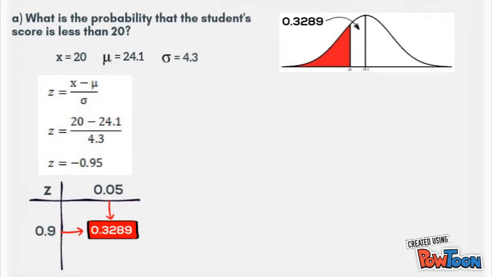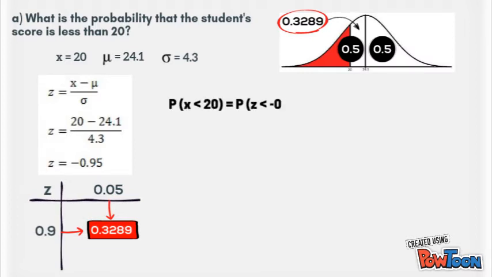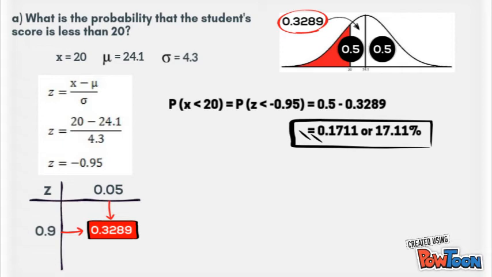Since the distribution is symmetric, each side of the mean has an area of 0.5. We then subtract it from 0.5 to get the area of less than 20. Therefore, the probability that x is less than 20, or that z is less than negative 0.95, is 0.1711 or 17.11%.